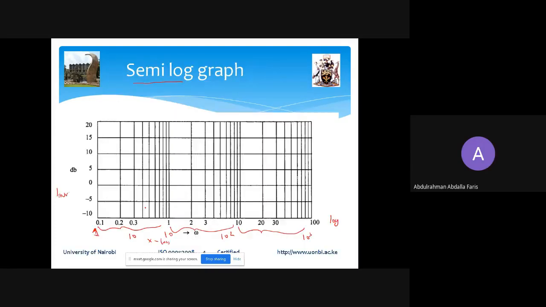So, as I said, a Bode diagram has two graphs. One is a magnitude, which is dB versus log frequency, and another graph is phase versus log frequency. And these two graphs are plotted on the same semi-log graph. An example is like this.